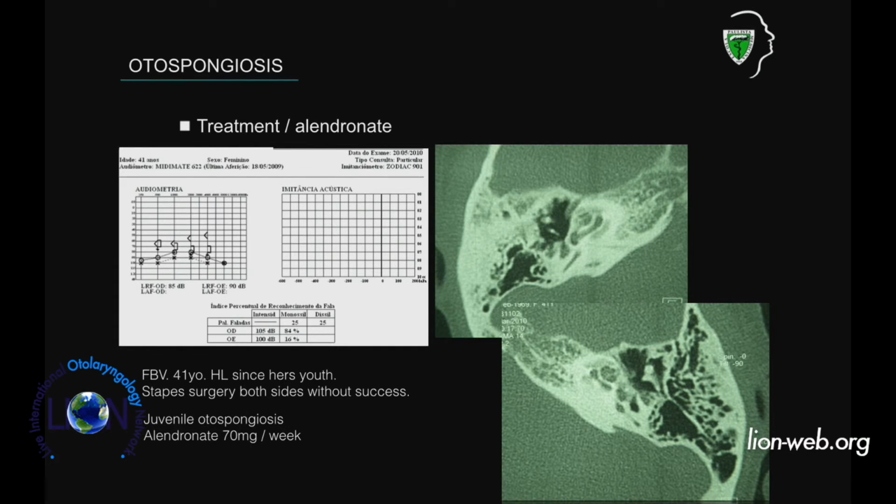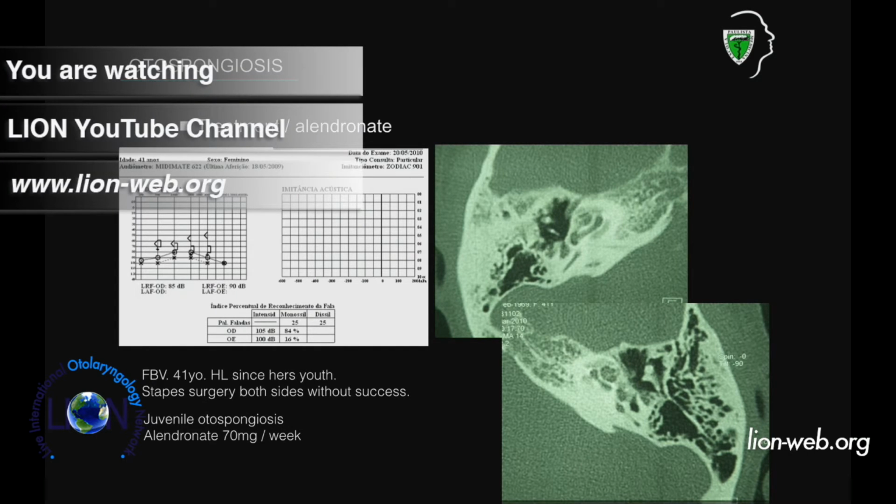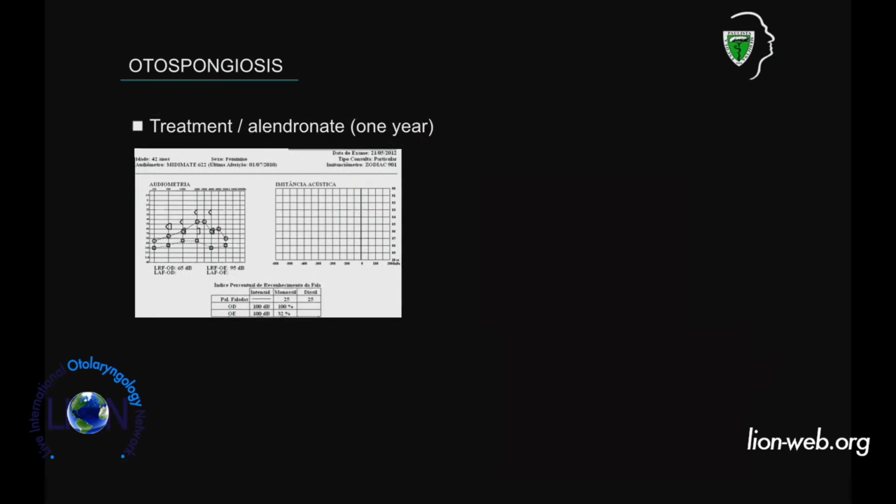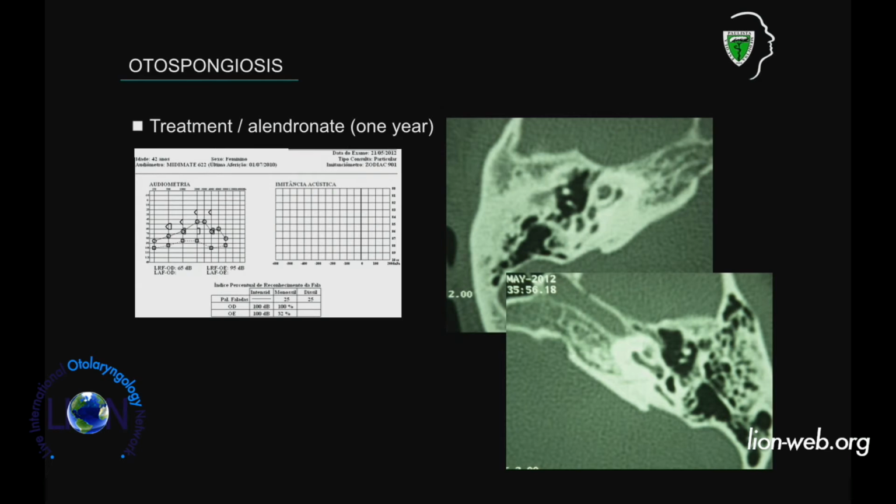So she presents a juvenile form of otospongiosis. I think the younger the patient, the higher the chance of a more aggressive disease. So in this case, I believe that the clinical treatment can help very much. In this particular case, we started alendronate, 70 milligrams once a week, and look at the result regarding the hearing, and look at the result regarding the CT scan. So we can really manage to stabilize the progression of the disease.